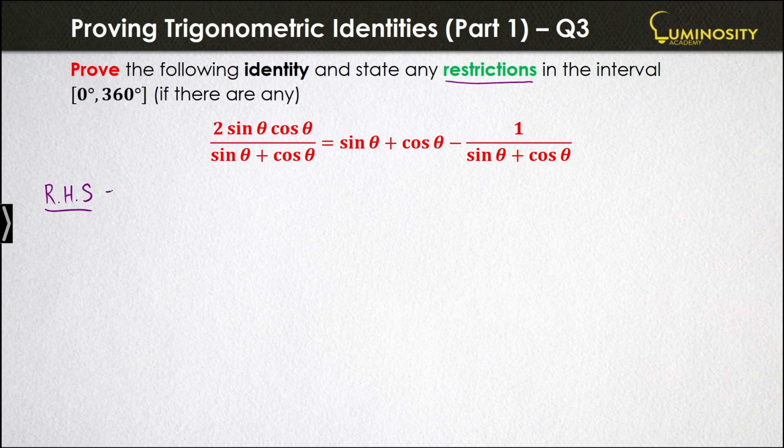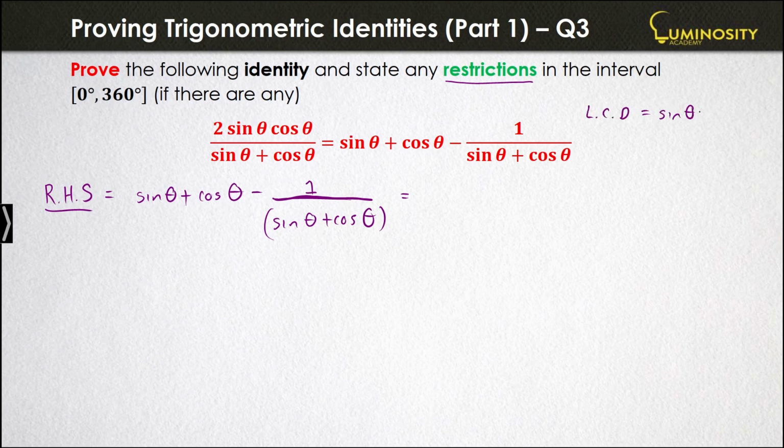So I'm going to say right-hand side equals sine theta plus cos theta minus 1 all over sine theta plus cos theta. So this is the entire denominator. And whenever I add or subtract fractions in algebra, I need to make sure each term has a lowest common denominator. So the LCD here would be sine theta plus cos theta, that entire expression. So I need to multiply every term by that.